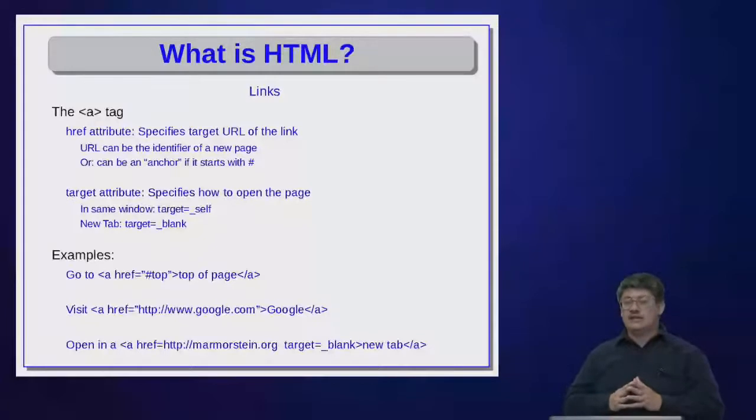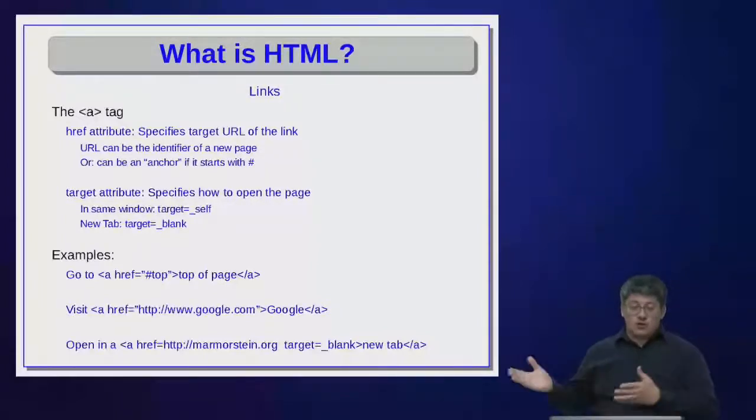If you want the link to open in a new tab, you can say target equals _blank, and that will cause the web browser to open the link in a new tab or new window. So here are some example URLs. You can say "go to top of page," and you can set href to #top. And if you have an element that has the ID top, then it will jump to the top element.